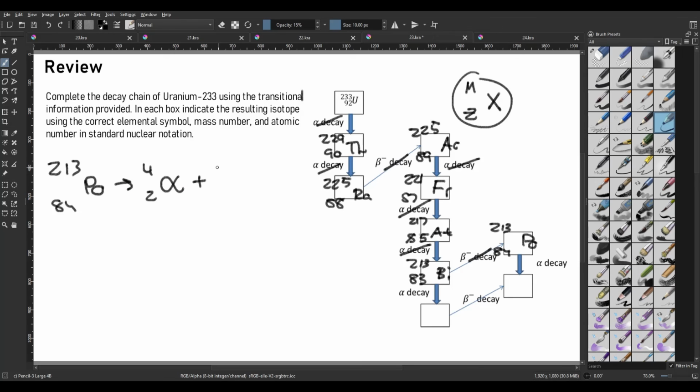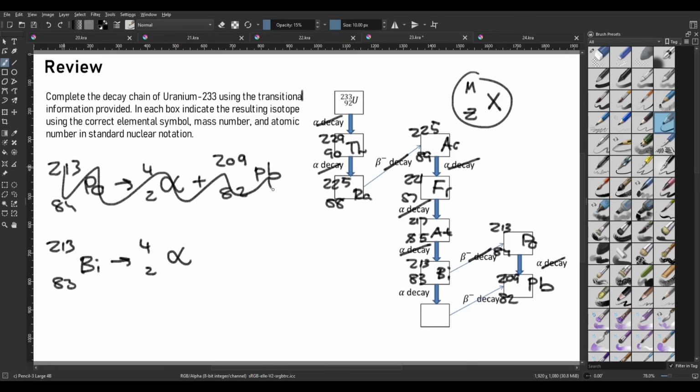Alpha is going to be 213 minus 4. 213 minus 4 is just going to be 209. It's going to be 82, and lead is number 82 if we look on the periodic table. So 209, 82, Pb. So let's go ahead and do these last two decays. So we have another alpha decay of bismuth 213, 213, 83, bismuth. It's going to do an alpha decay.